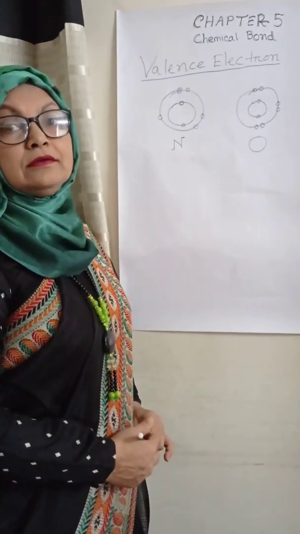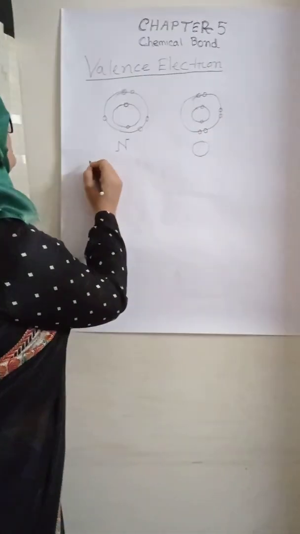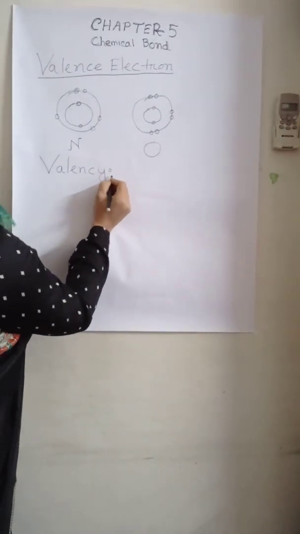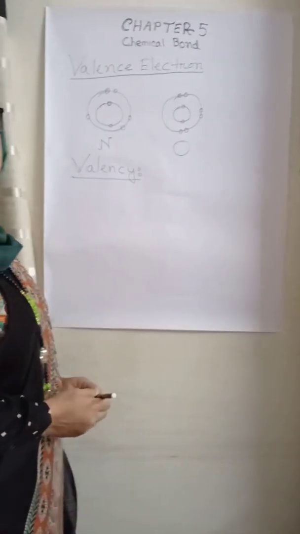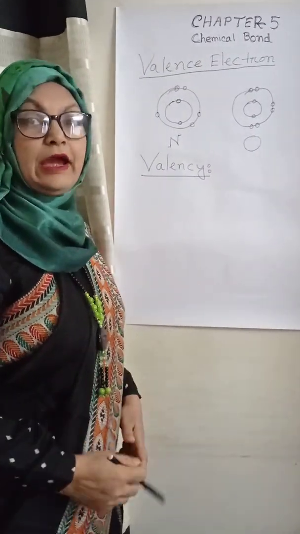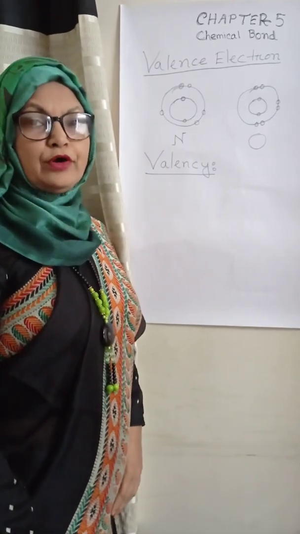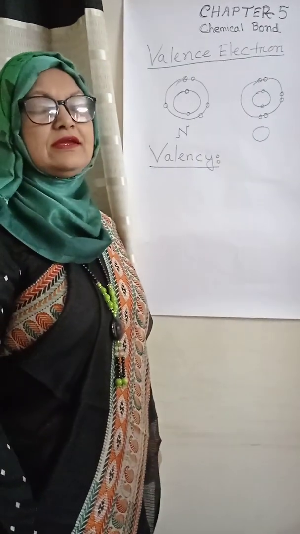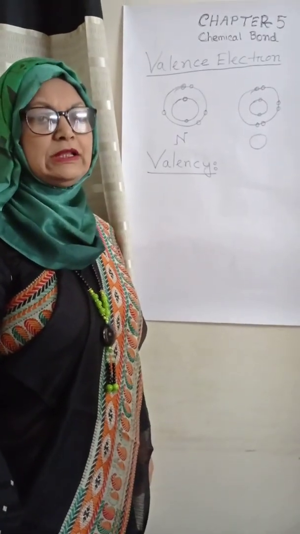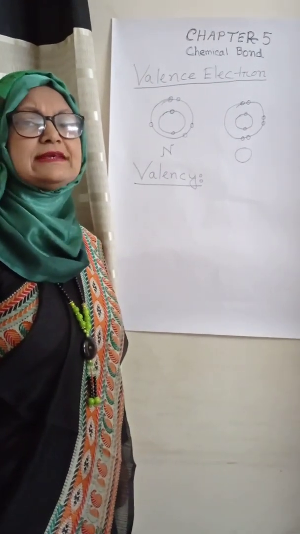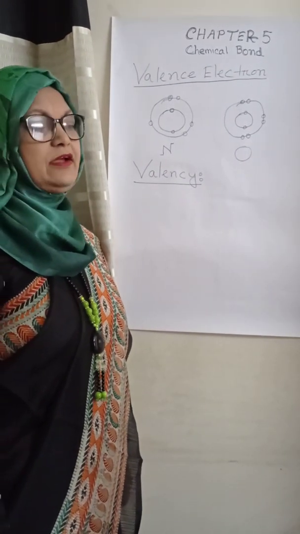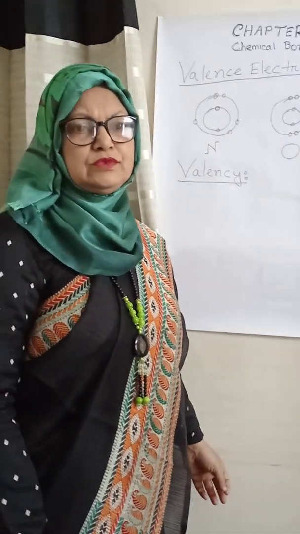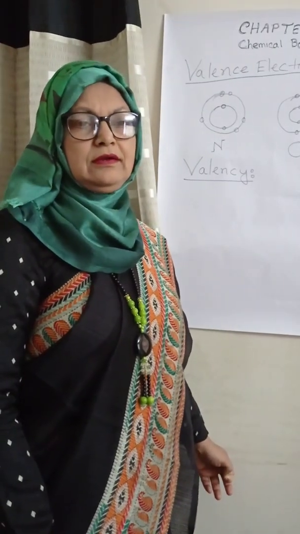Now, our next topic is valency. Now, what is valency? The capacity of bonding an atom with another atom in a molecule is called valency. Usually, the valency of hydrogen is taken to be 1 and we can determine the valency of other atoms by using hydrogen.